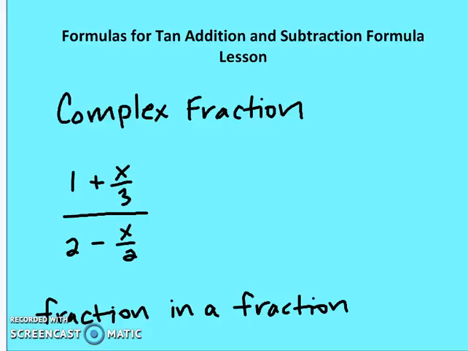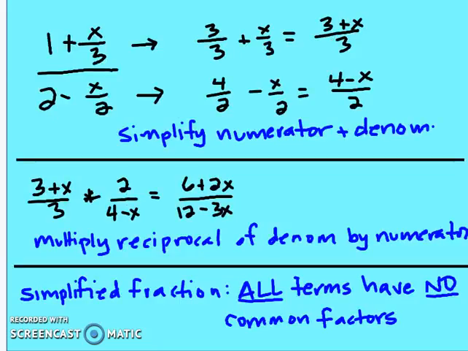A complex fraction is really a fraction in a fraction. An example: 1 plus x over 3, over 2 minus x over 2. So how do we handle these complex fractions? Well, we simplify the numerator and denominator, and then we multiply the numerator by the reciprocal of the denominator. So let's take the numerator and denominator separately.